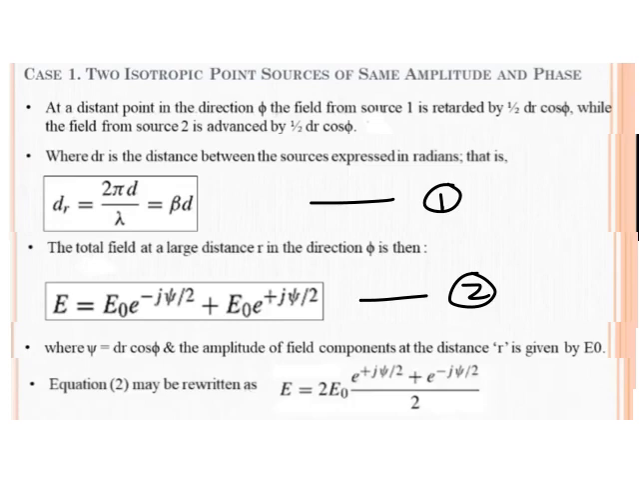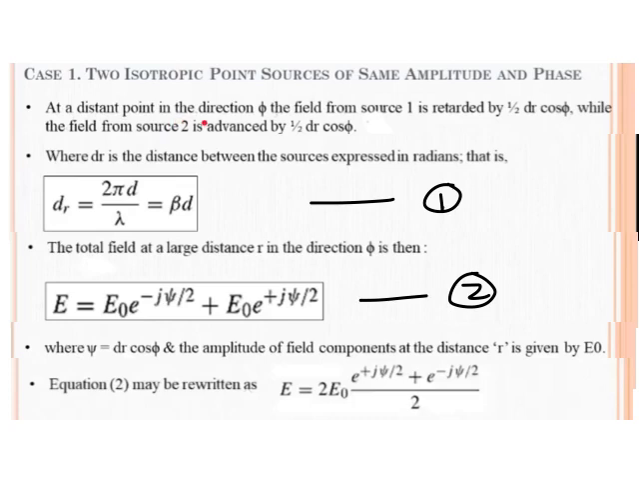Now at a distant point in the direction phi, the field from source 1, as I told just now, is retarded by dr cos phi, while the field from source 2 is advanced by dr cos phi. Here dr is the distance between the sources, expressed in radians, and dr can be represented as 2 pi by lambda into d, where 2 pi by lambda is nothing but beta, so beta d. Let us take this as expression 1.